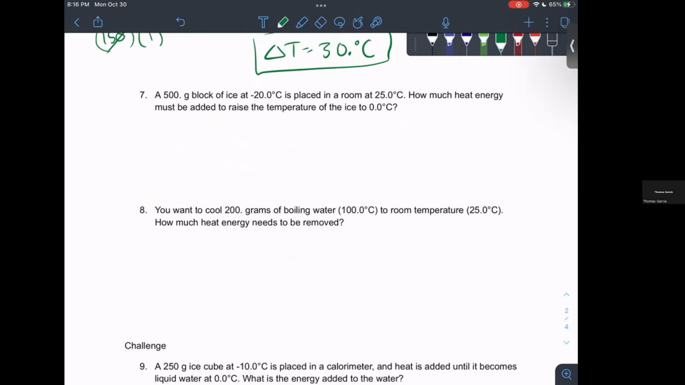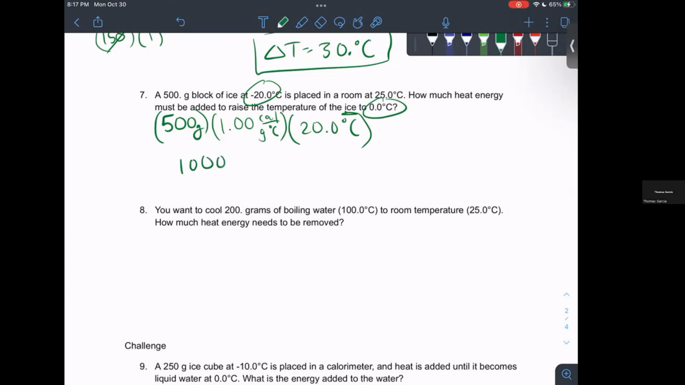Seven follows along the same idea. A 500 gram block of ice at negative 20 degrees Celsius is placed in a room at 25 degrees Celsius, so it's going to warm up. How much heat energy is added to raise the temperature of the ice to zero? So negative 20 to zero, it is still ice. So this is water, we get to say 1.00 calorie gram degree Celsius. We are raising it 20.0 degrees Celsius. So this is just 500 times 20, which is equal to 10,000 calories.